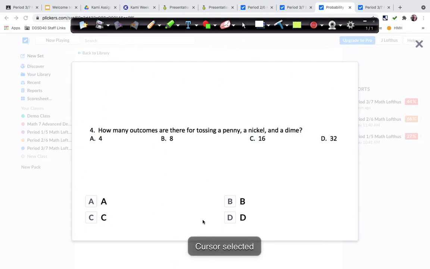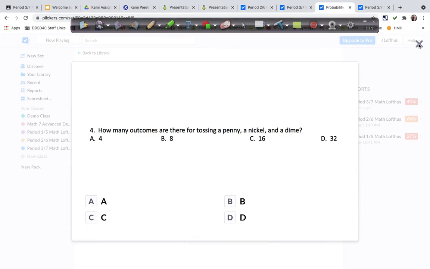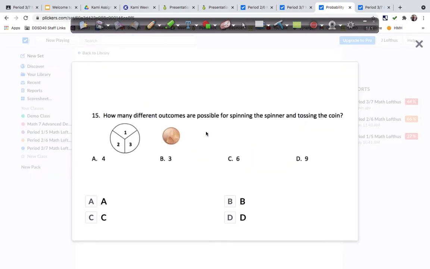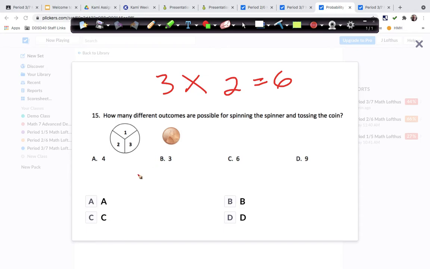Okay, that's the first problem in the quiz. The second problem in the quiz said, how many different outcomes are possible for spinning the spinner and tossing the coin? So the spinner has 1, 2, 3 possible outcomes times the penny has 2, heads or tails, so that's a total of 6 outcomes, and that was C.